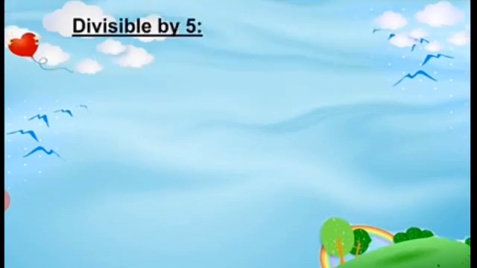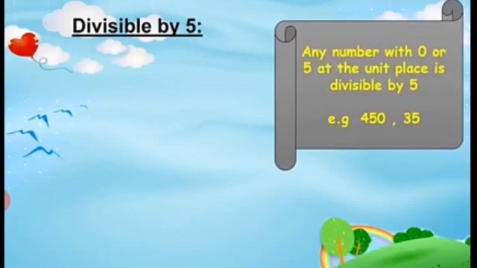The next is divisible by 5. So students, the definition for divisible by 5 is here. Any number with 0 or 5 at the units place is divisible by 5. Now look at the example here, 450. In 450, the units place is 0.